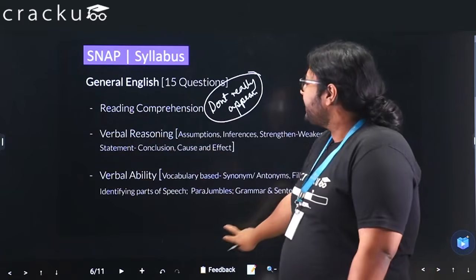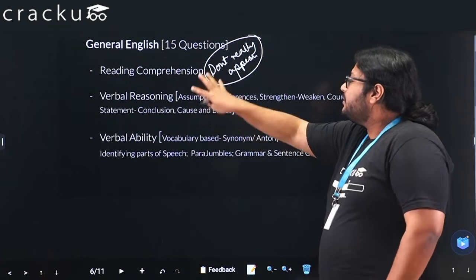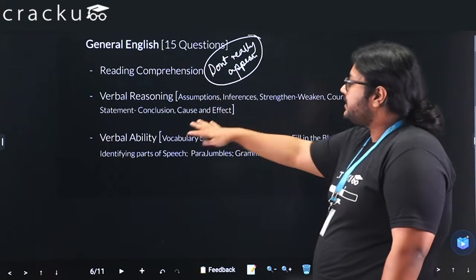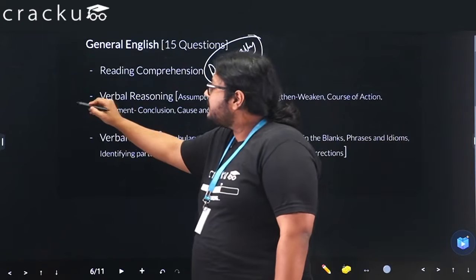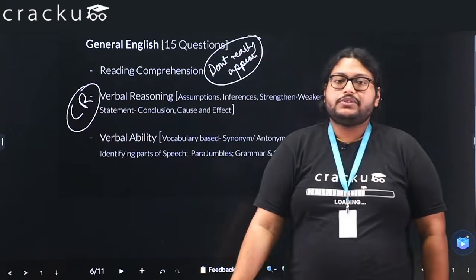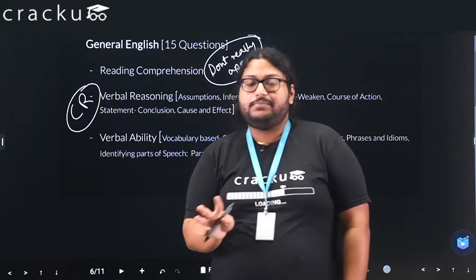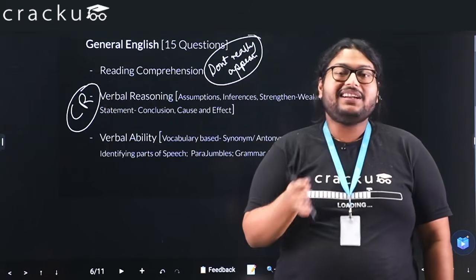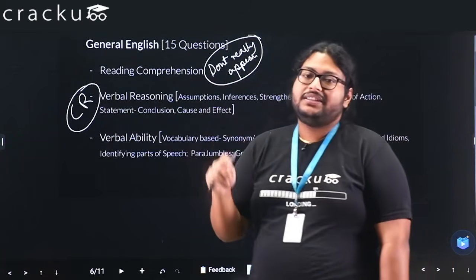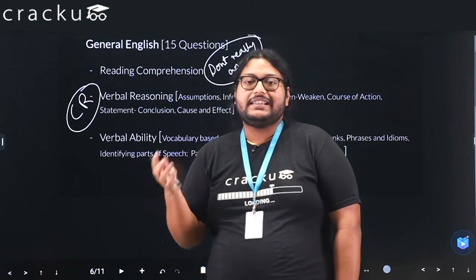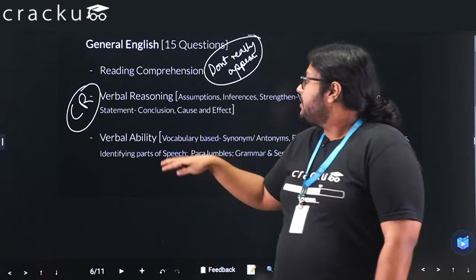Next, we have verbal reasoning. Verbal reasoning has assumptions, inferences, strengthen and weaken, course of action, statement conclusion, cause and effect. So this is basically the critical reasoning portion, the CR portion. And this is important, both for the general English portion and also for the analytical reasoning, because these critical reasoning questions come in both of these sections.